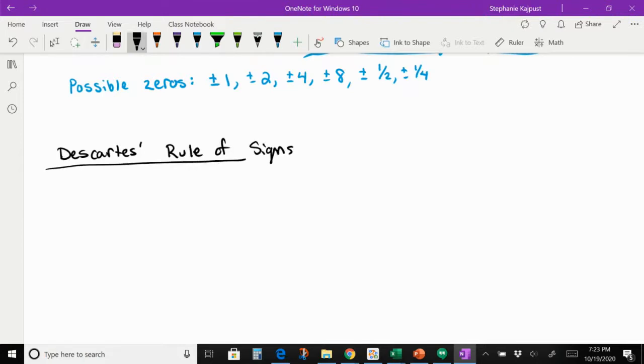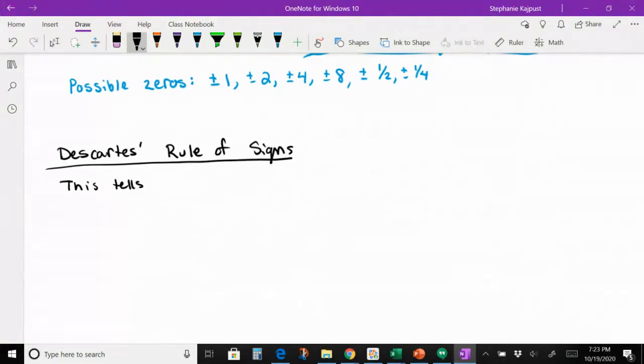So what Descartes' rule of signs does is it tells us how many of each sign, like how many positive zeros you have and how many negative zeros you have, or how many are going to be complex numbers. So if you use these two rules in conjunction, you know which numbers to check, and then you know how many are going to be positive, how many are going to be negative. So if Descartes' rule of signs tells you there's going to be 0 positives, then you don't even want to try positive numbers. So Descartes' rule of signs allows us to narrow this down further.